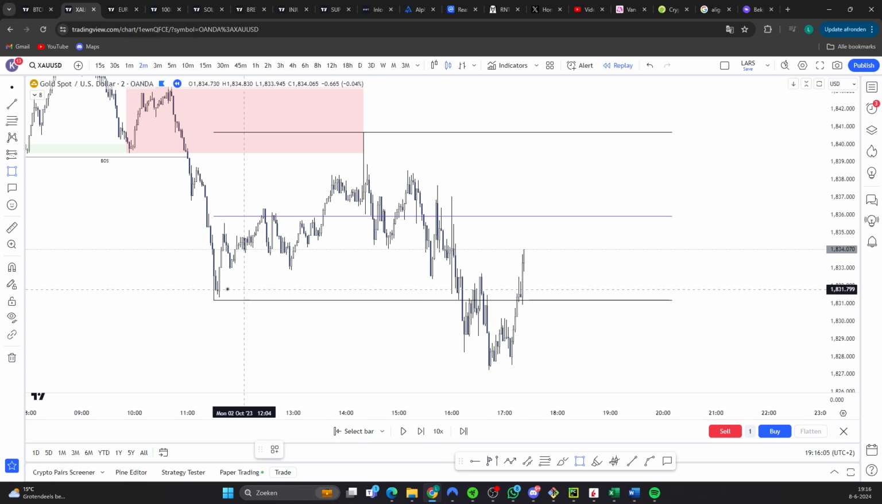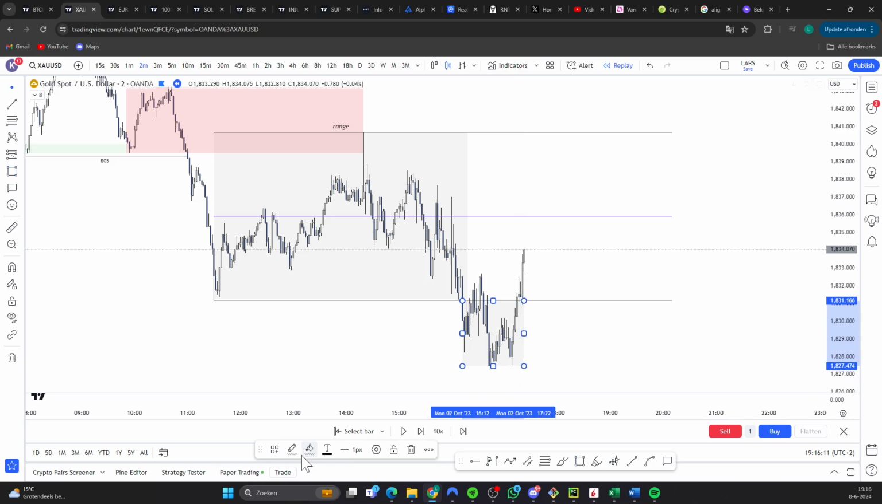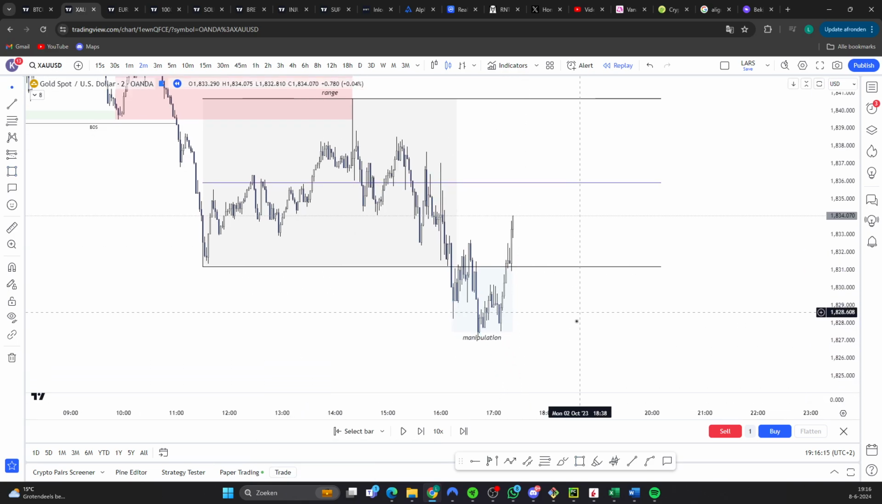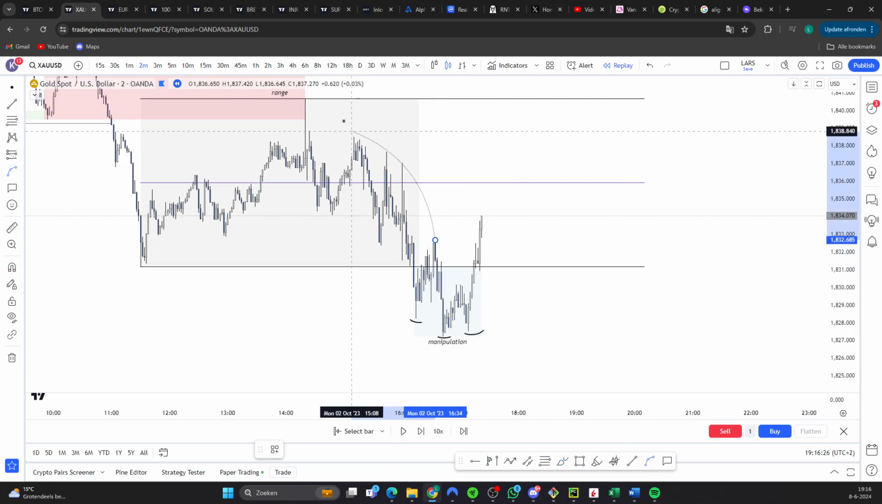Where this is your range right here. We have our range, we have our manipulation. This is actually a valid manipulation since you have a Wyckoff model 2. Your 1 tap, 2 tap, 3 tap. And you have your return to zone.